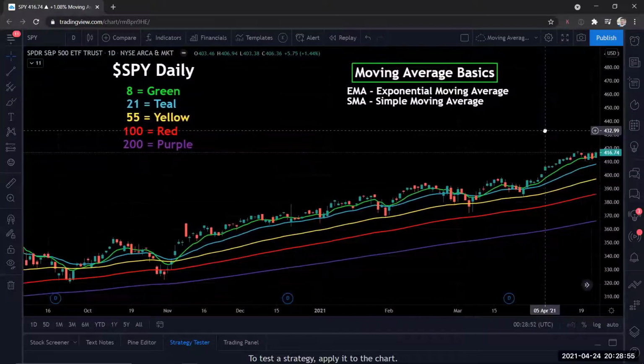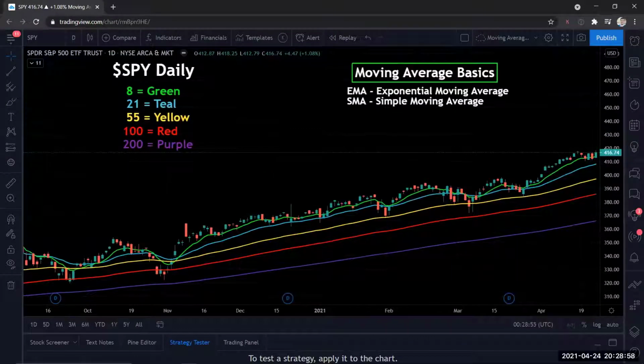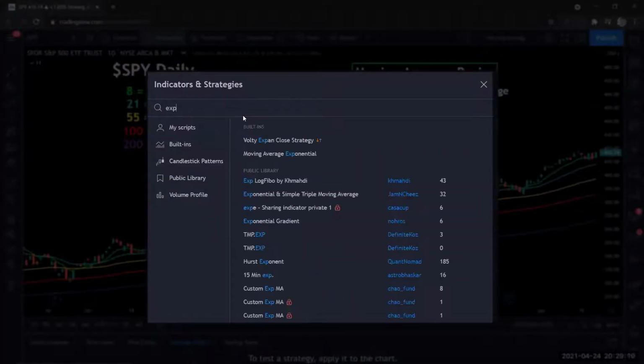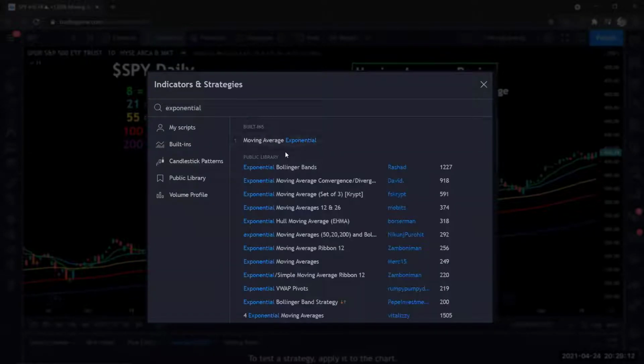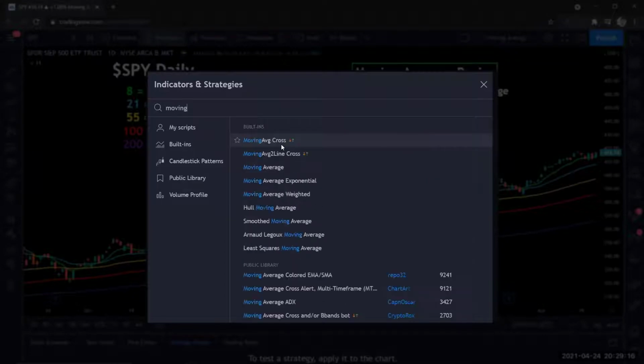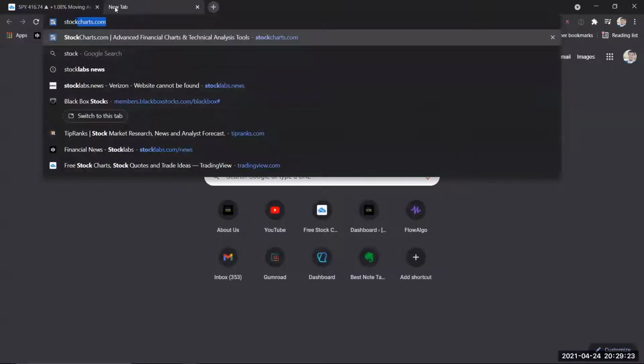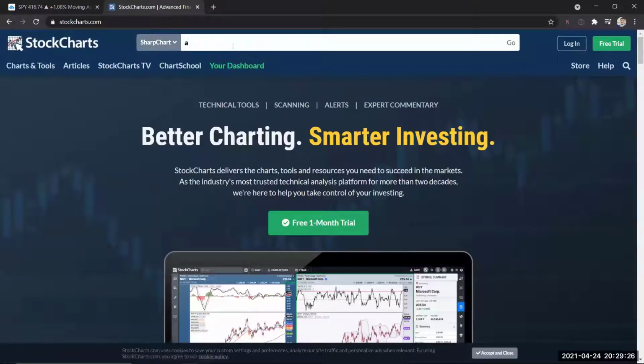So this is a quick intro to moving average basics. I'm not going to go into all the little nuances about it in this video, but you can add this indicator on any platform that you're using. If you're using TradingView.com, you can just type in exponential and then you'll see there moving average exponential. If you want just a regular moving average, you can just type in moving average and you'll see it there as well. So this can be used on any platform. You can also use it on something like stockcharts.com.